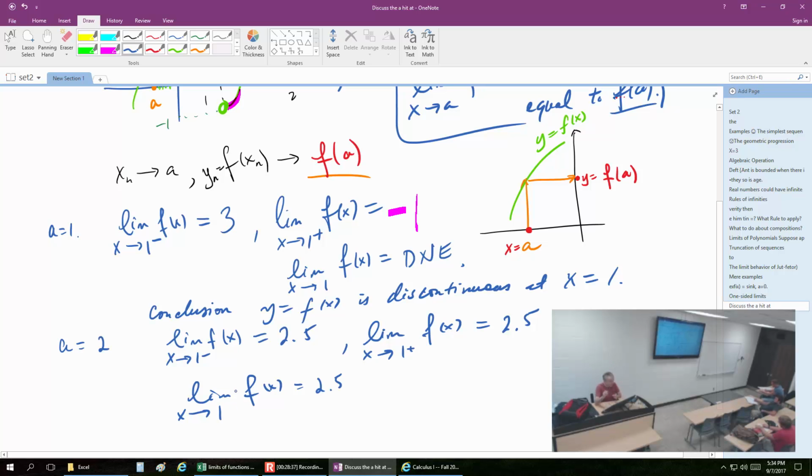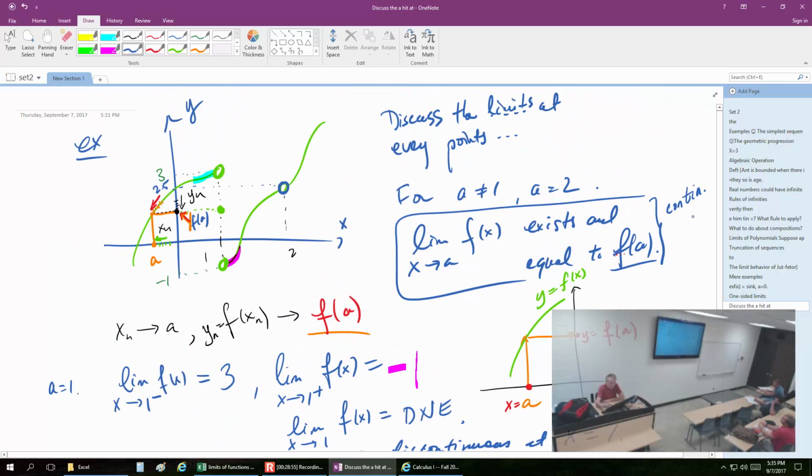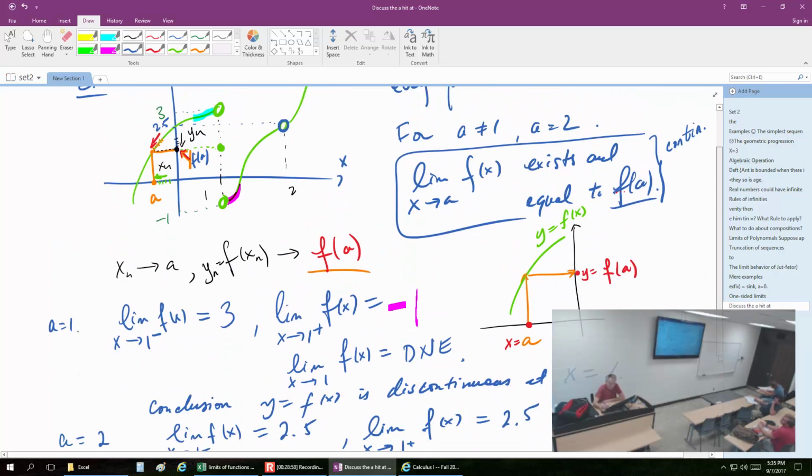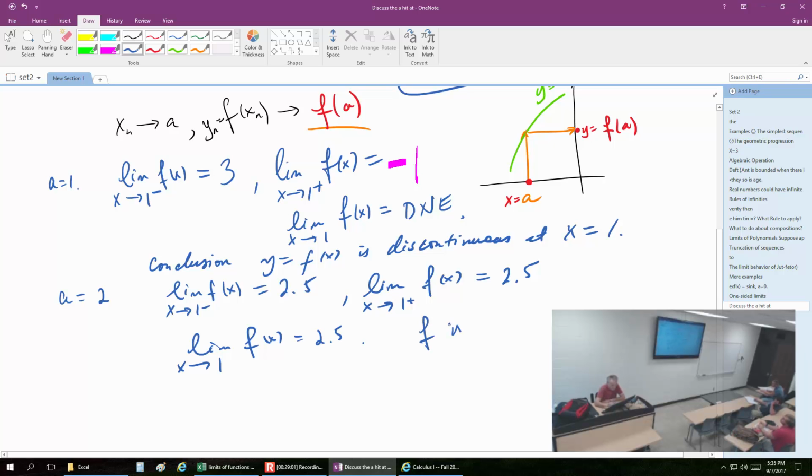So x approaches 1 for both sides. It's still 2.5 because the way it works out is the same on both sides. But the conclusion, however, which is not based on this, but rather the behavior seems to be very regular from both directions. Unfortunately, as you can see, there is a hole in the graph. The function is simply undefined at x equal 1. That was supposed to be 2, I'm sorry. At x equal 2. So once again, y equal f of x is discontinuous at that point.